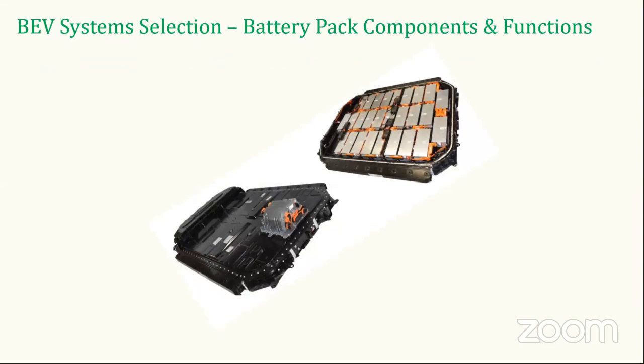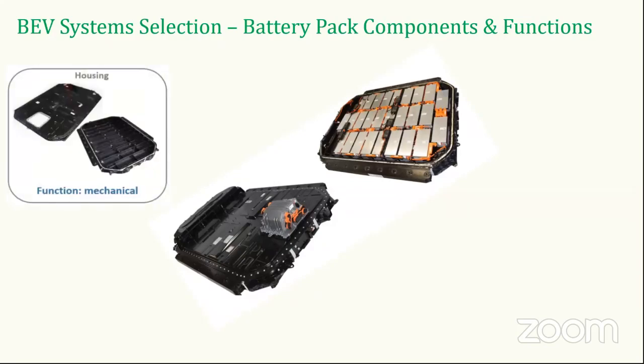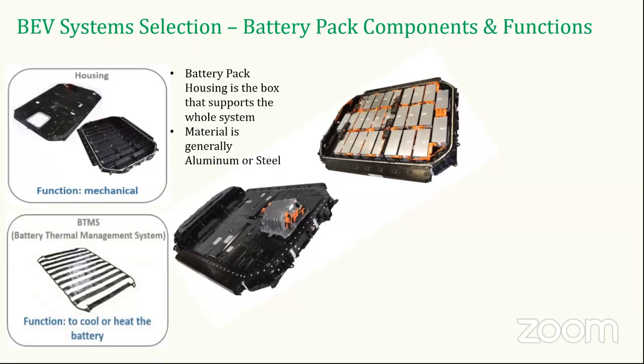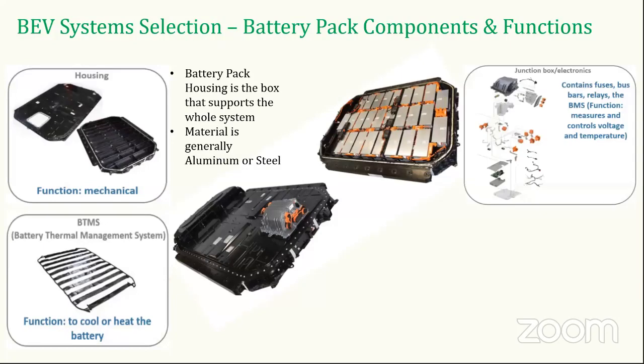So now we can see the battery pack components and their functions. The first one is the housing. The battery pack housing is the box that supports the whole system. The material generally used here is aluminum or steel. The next is the battery thermal management. Its function is to cool or heat the battery. The next is the junction box or the electronics, which contains the battery management system and also has the bus bars and relays. And the next is the cell and modules, which we discussed before.